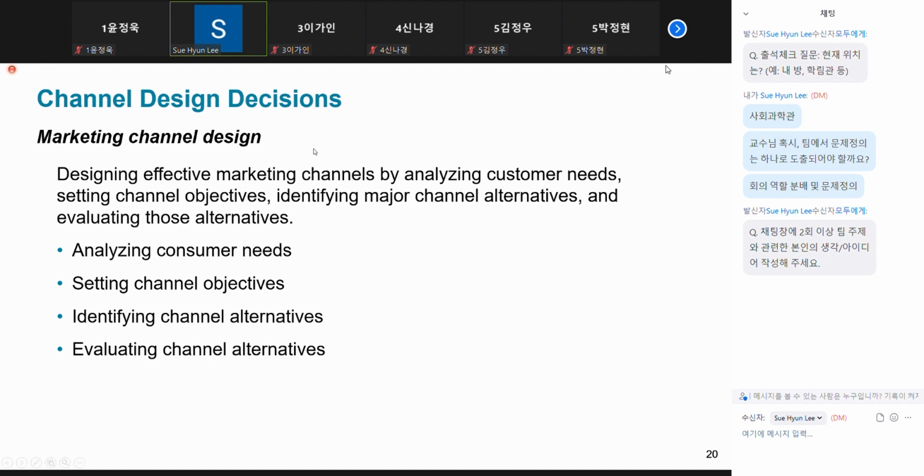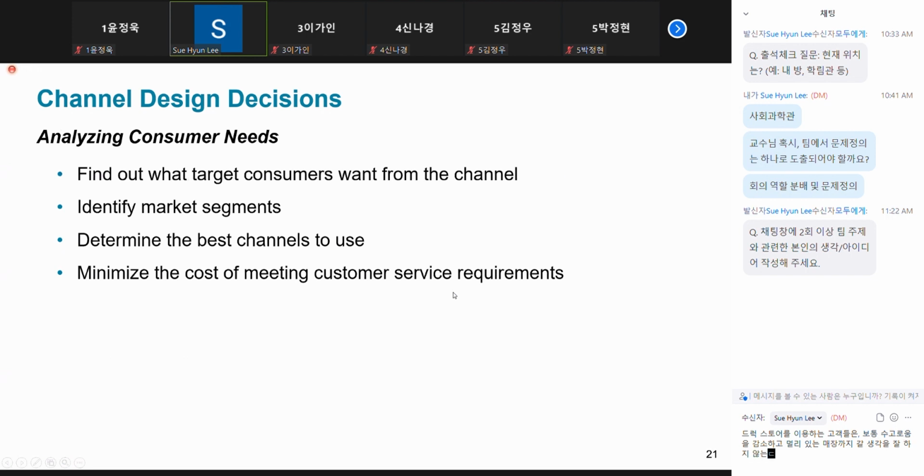Marketing channel design calls for analyzing consumer needs, setting channel objectives, identifying major channel alternatives, and evaluating them. For maximum effectiveness, channel analysis and decision-making should be purposeful. This requires marketing channel design. So we'll now look at several channel design decisions manufacturers face. In designing marketing channels, manufacturers struggle between what is ideal and what is practical. First of all, the company must balance consumer needs not only against the feasibility and cost of meeting these needs, but also against customer price preference.